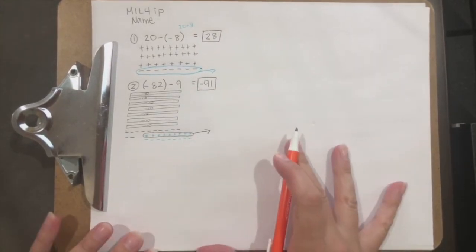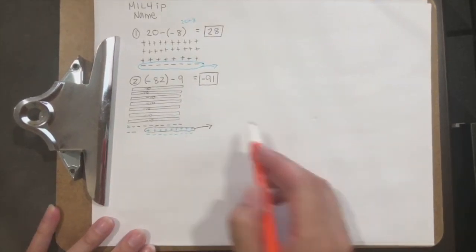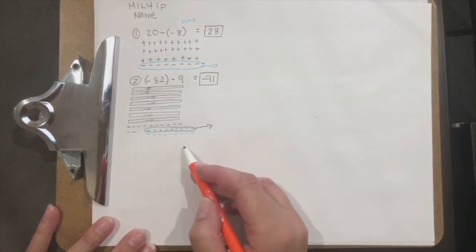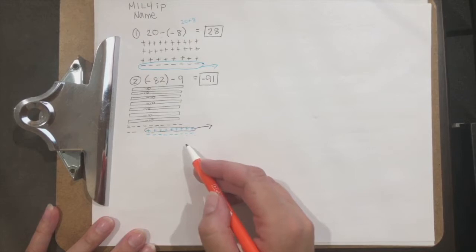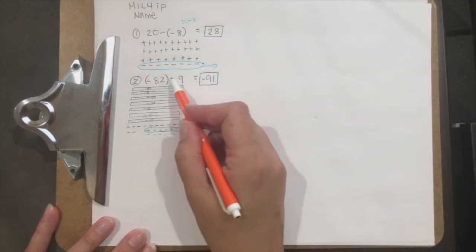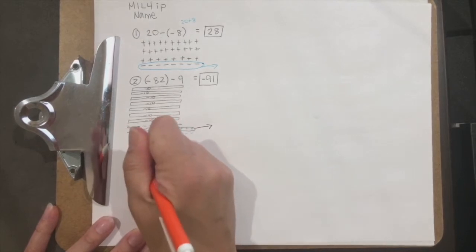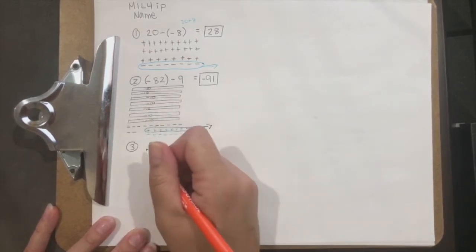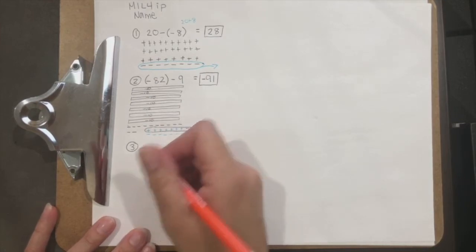So it's a little bit different than when we were adding in a certain amount of tiles and then canceling out the 0 pairs. Here, we're putting in 0 pairs so that we can take away whatever we're supposed to take away. Kind of going back to elementary school here with the idea of takeaway. All right, let's look at number 3.